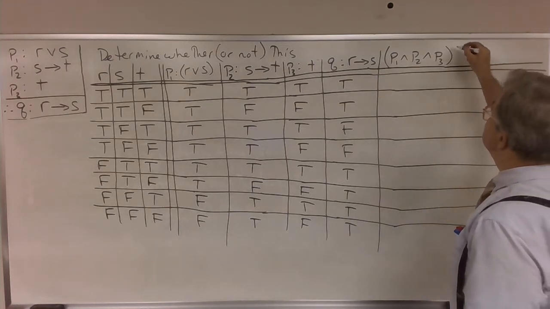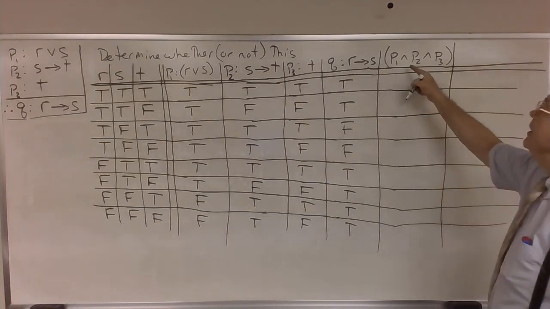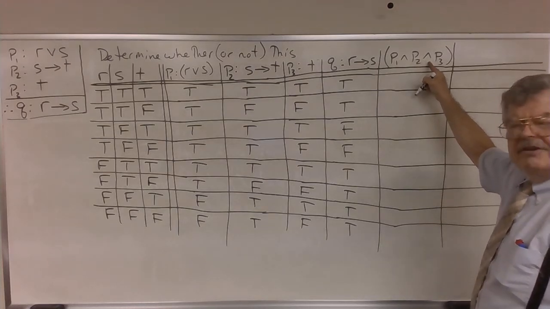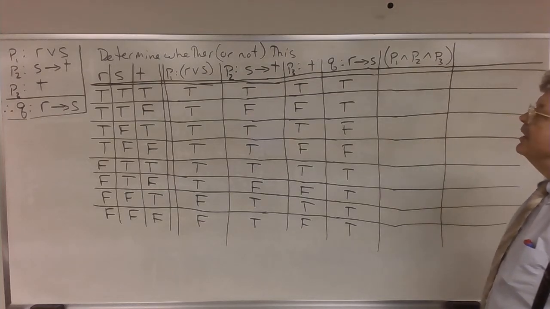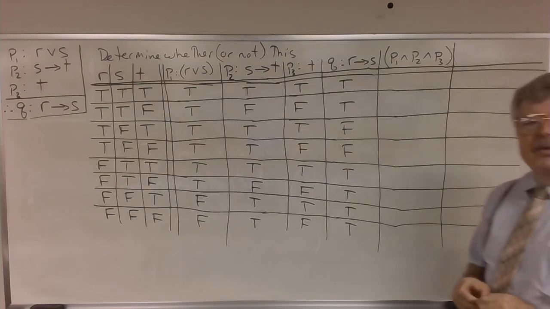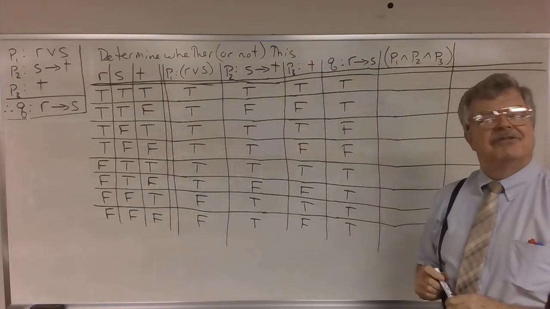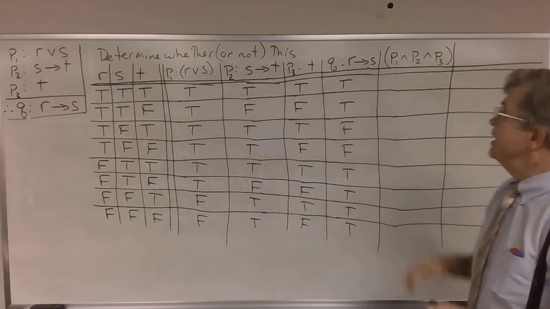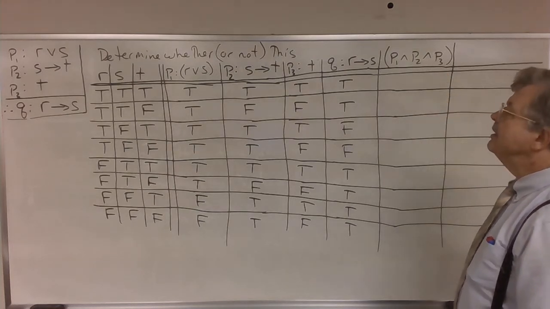Before I can finish this, I actually need to compute the truth value for the conjunction of the premises, P1, P2, P3. Oh my goodness. Well, what an embarrassing moment. I'm glad I caught myself making this mistake before I went further. Yeah, I got to do the conjunction of the premises first.